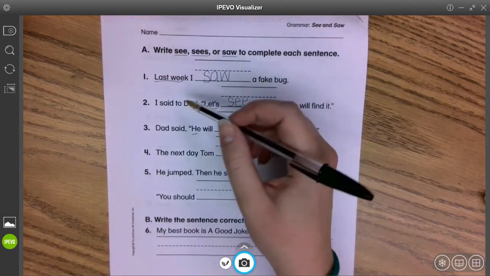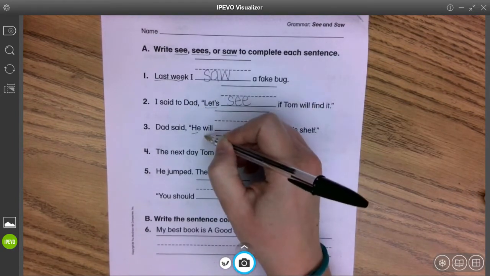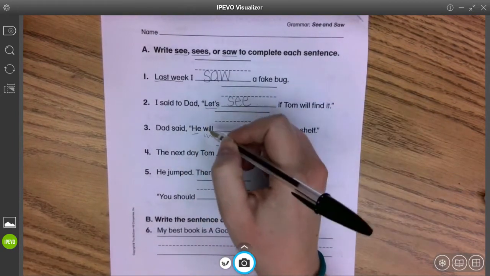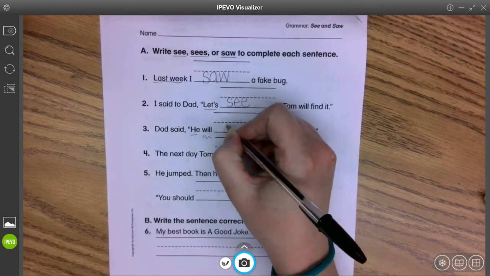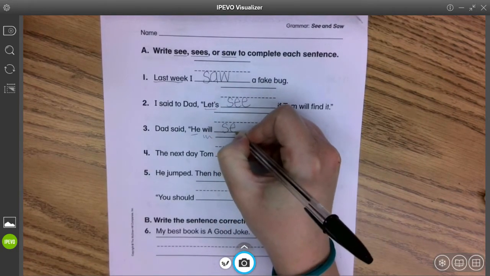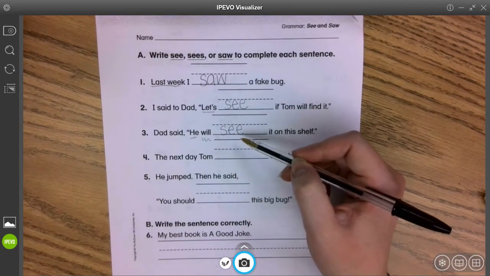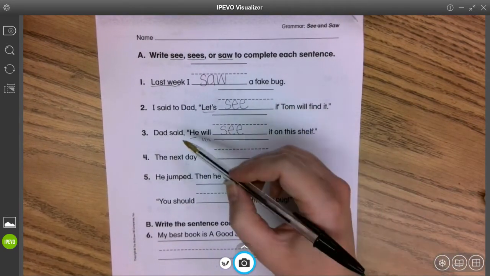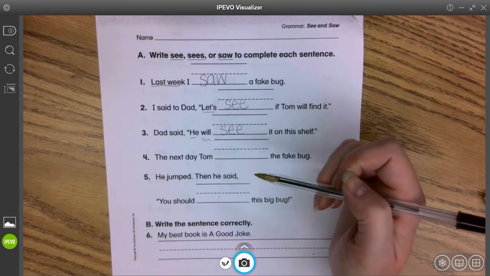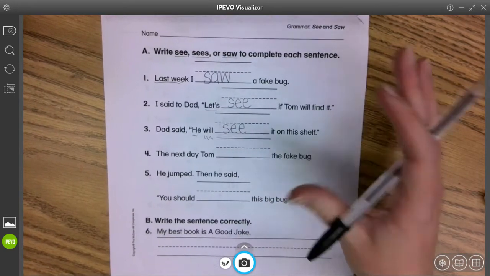This one's actually a rule breaker because we're using the helper verb will. So he will see. Okay. If we just said he sees it on the shelf, but that's happening now. He will see is talking about the future. So that's why it feels like a rule breaker.